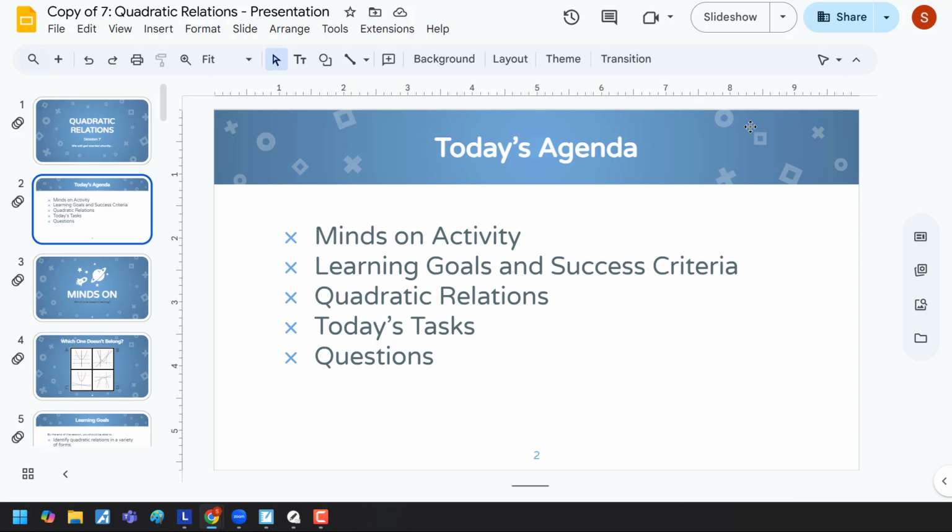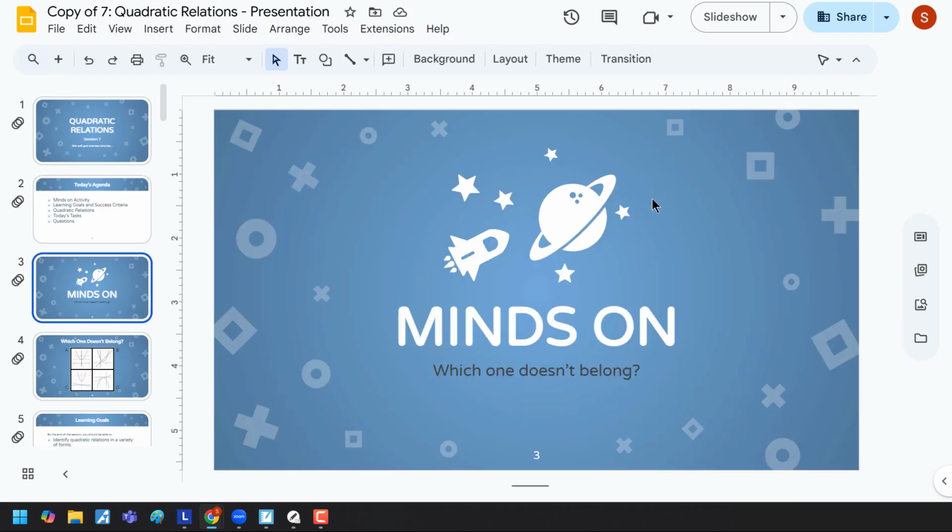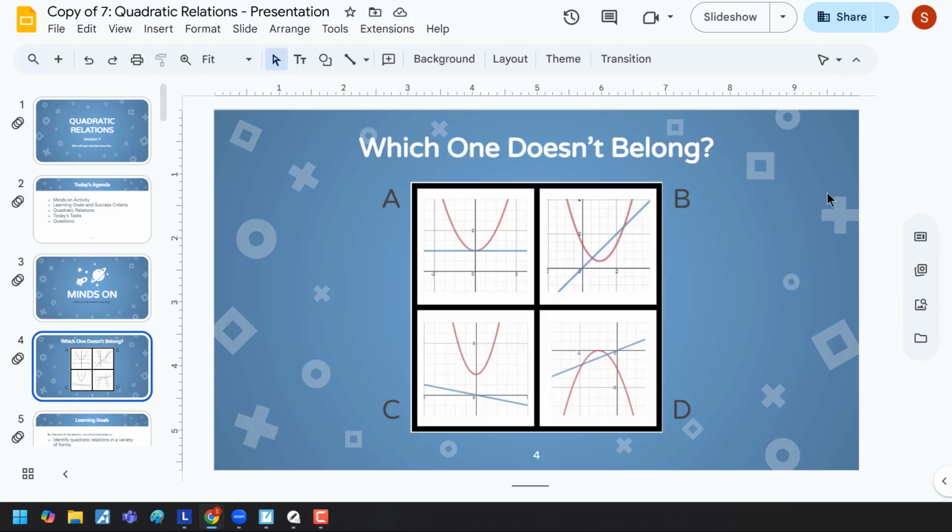Today's agenda, we're going to do a minds on, learning goals, success criteria, quadratic relations, some examples, and then you're going to have some time for Q&A. All right, minds on. Which one doesn't belong? A, B, C, or D?